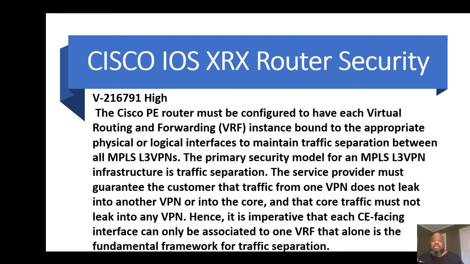The Cisco PE router must be configured to have each virtual routing and forwarding, VRF, instance bound to the appropriate physical or logical interface to maintain traffic separation between all MPLS L3 VPNs. The primary security model for the L3 VPN infrastructure is traffic separation. The service provider must guarantee that the customer's traffic from one VPN does not leak into another VPN or into the core. That core traffic must not leak into any VPN, hence the imperative that each customer-facing interface can only be associated with one virtual interface. That alone is the fundamental framework for traffic separation.